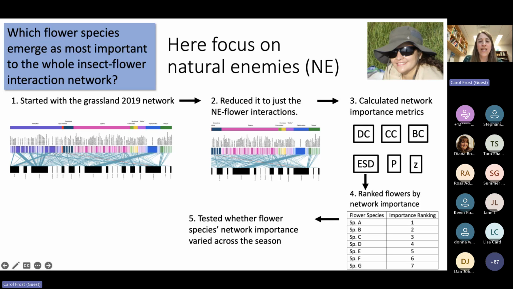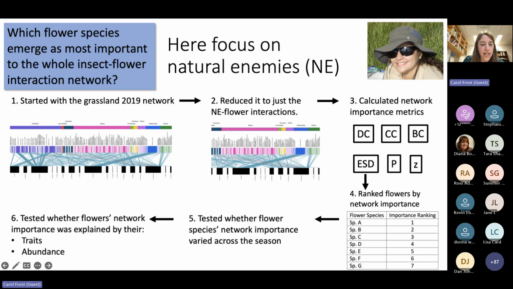tested whether flower species network importance varied across the season, and she did this by creating two versions of the network, which I will come to in a bit, and then tested whether flowers' network importance was explained by their traits or their abundance. So she looked to see if she'd find the same thing as Rachel. Are more abundant flower species more important? And also, are there certain traits of flowers that indicate that they're going to be more important?